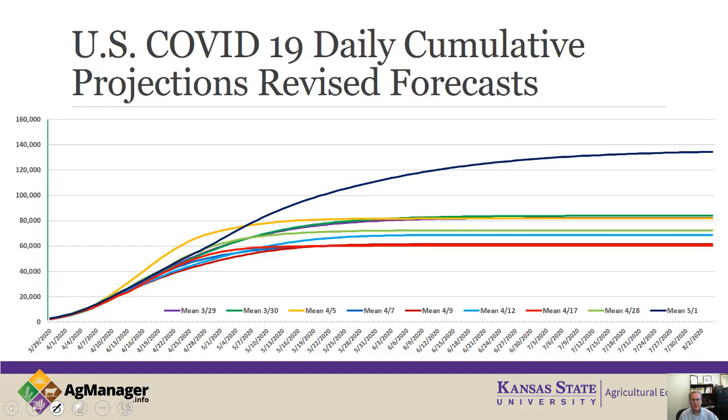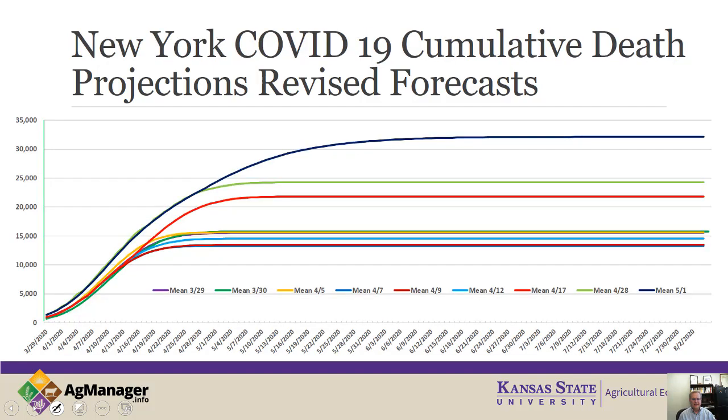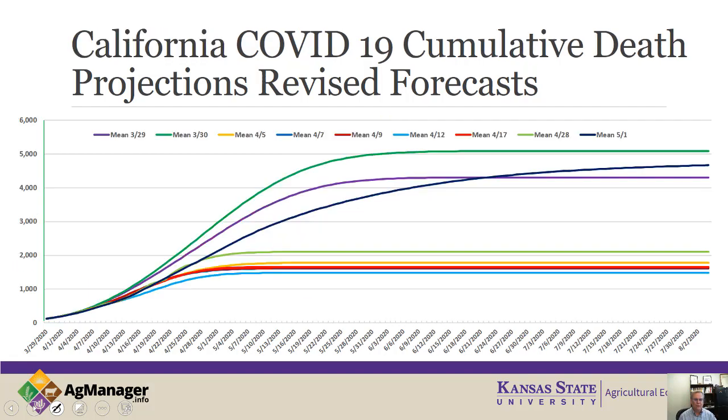And so for the U.S. as a whole, one of the things you see is that we were in a range between 60,000 and 80,000 deaths. The latest estimates move up to 130,000, and again it tends to be a flatter sigmoid function. It doesn't reach the peak nearly as quickly. In terms of New York, if you look at the original model, it was down in the 13,000 range. Now the projection is that it has jumped up into the 32,000-33,000 range.